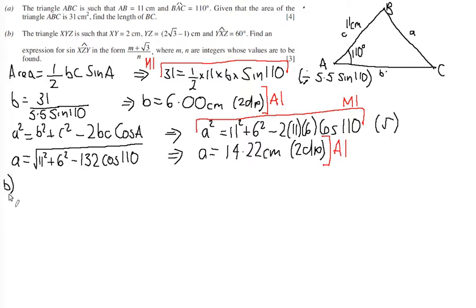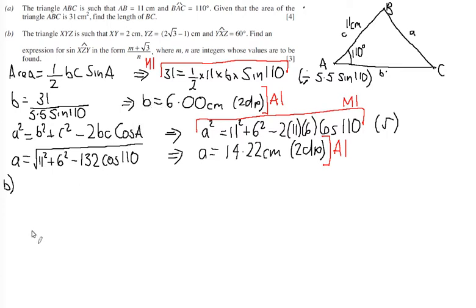Part B says the triangle XYZ is such that XY is 2 centimeters, YZ is 2 root 3 minus 1 centimeters, and angle XYZ is 60 degrees. We want to find an expression for sine XZY in the form of this surd, where M and N are integers whose values are to be found.